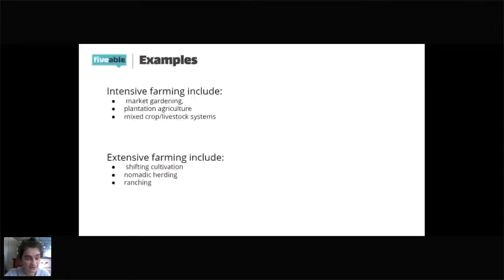Extensive farming, some examples of extensive farming include shifting cultivation. Does anybody know what shifting cultivation is? Let's see. Can you guys type something down in the chat? What is shifting cultivation? Any responses?